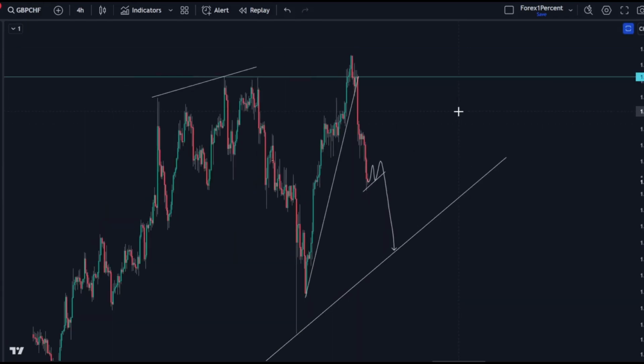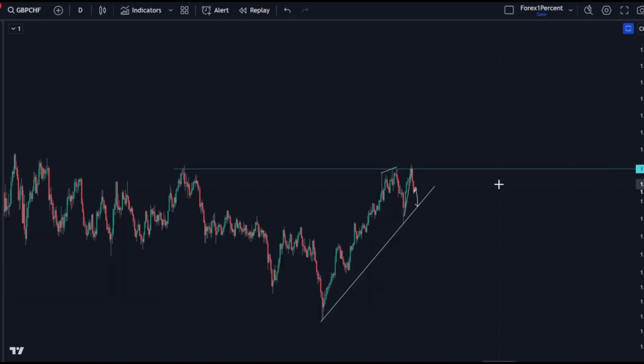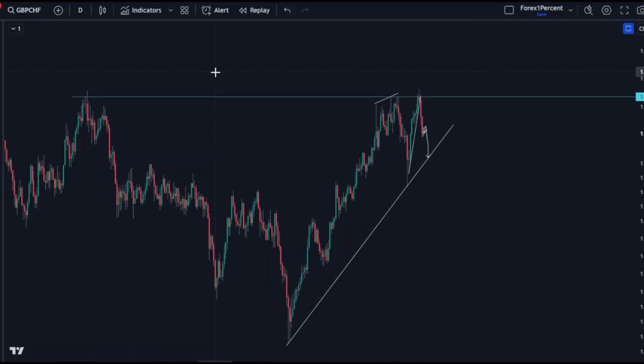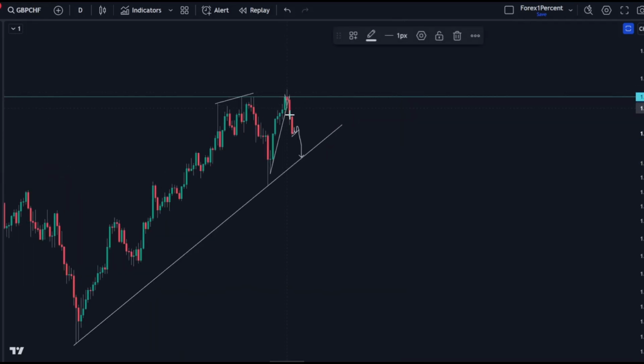Next pair we have Great British Pound, Swiss franc. So I'll zoom out here to the daily so you can see where we're at here. So we have this really strong key level that's really been a hassle for the bulls. You can see over here we had this really long uptrend and then just smacked back down. And what happened? The bulls tried to push back up again, and we got smacked back down.